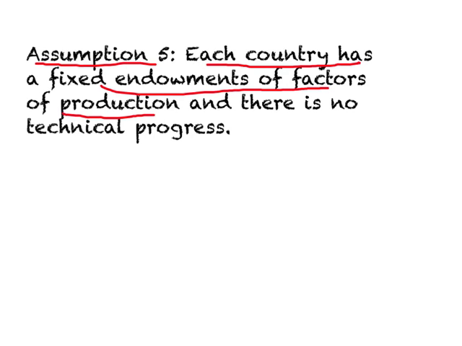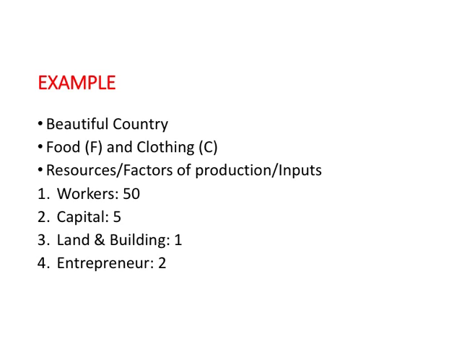And when we say fixed endowments, it simply means we have a fixed number. And what kind of factors of production are we looking at? It is labor or workers, machines or capital, land and building, and the supply of entrepreneurs. We assume all these are fixed for a country, and we also assume there is no technical progress. In order to understand the fifth assumption, let us look at the following example.